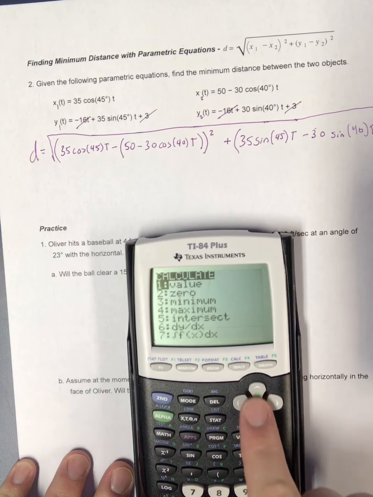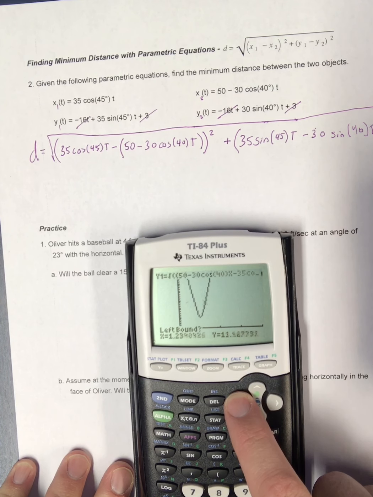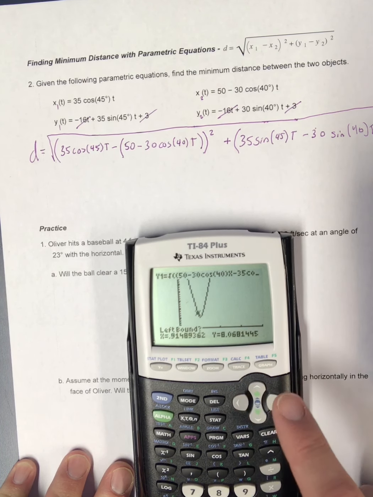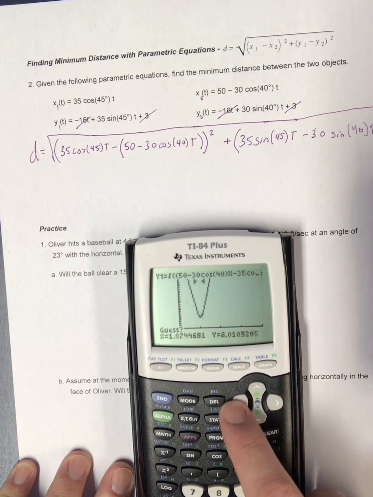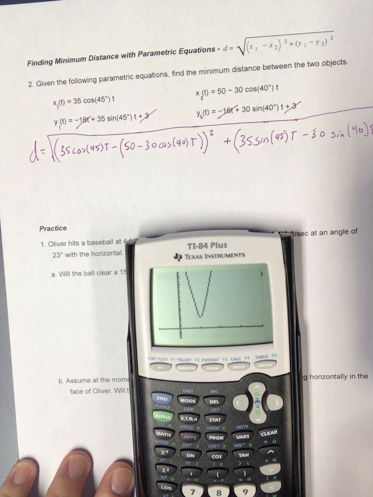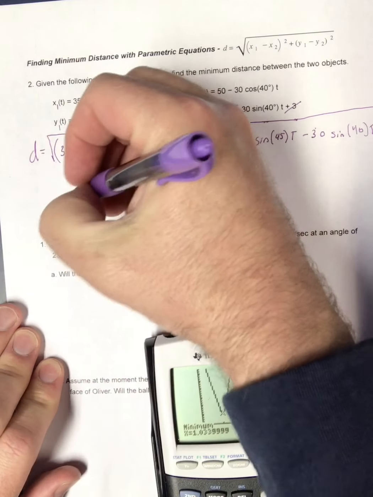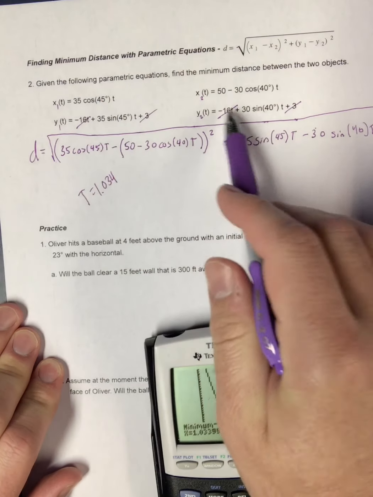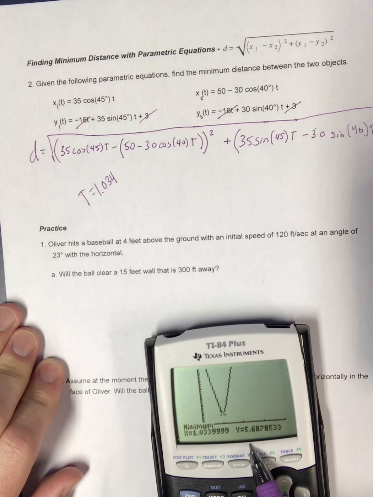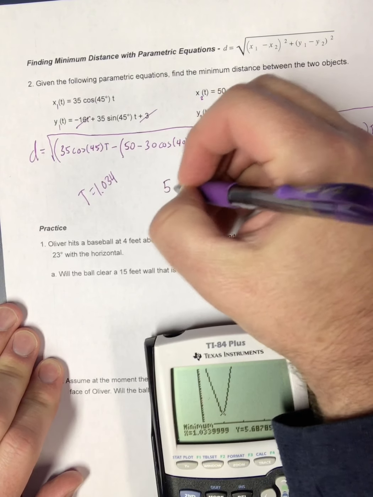I'm going to go to second calc. I'm going to go to minimum, slide to the left, hit enter, slide to the right, enter, and guess right there. And the answer is 1.034 for the time value. This question is asking for the distance though, so that's going to be the y value, 5.688 units.